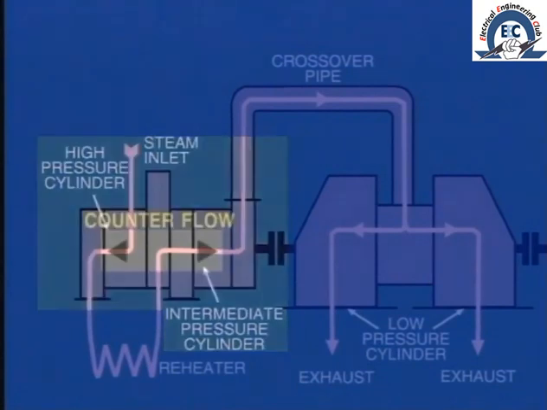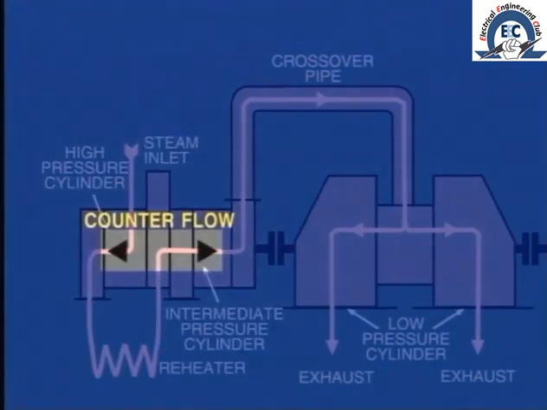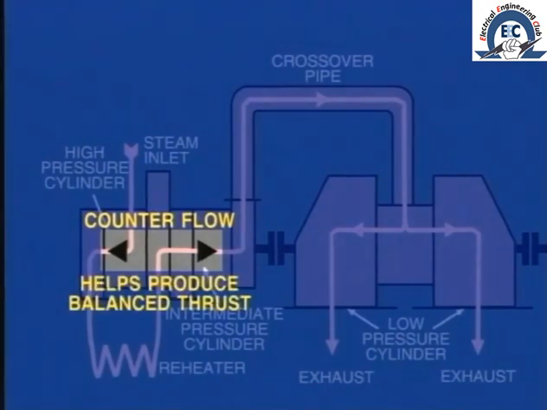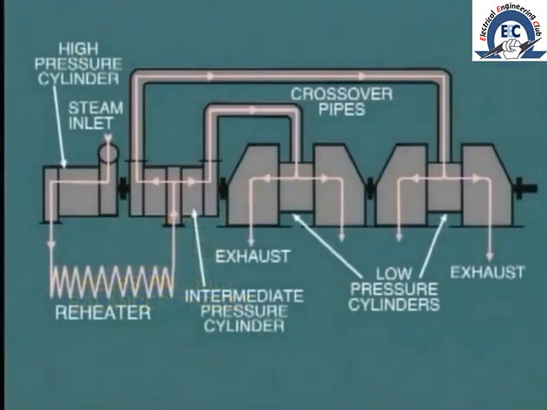Note that the concept of counterflow is also used here, with the steam flowing through the high-pressure cylinder in the opposite direction to that of the intermediate pressure cylinder to help produce a balanced thrust. As turbines become bigger and bigger, it is necessary to add yet further cylinders, and the arrangement shown here is typical for machines in the 500 to 600 megawatt range.